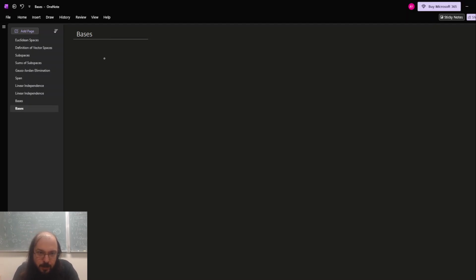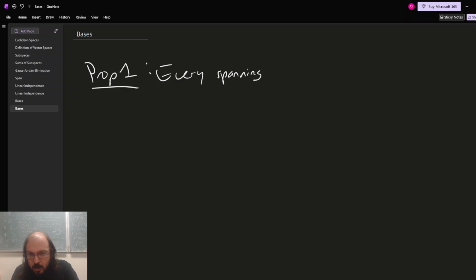So first up, I'll just call this proposition 1. You can read whatever the proposition numbers are in Axler. Every spanning list contains a basis, right? This is the pruning proposition that I was talking about.